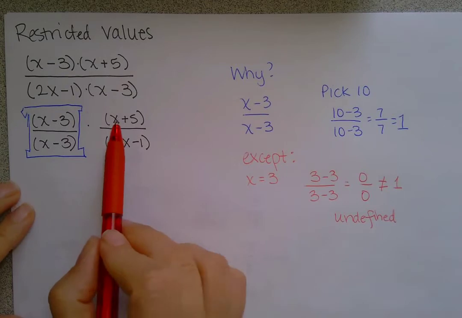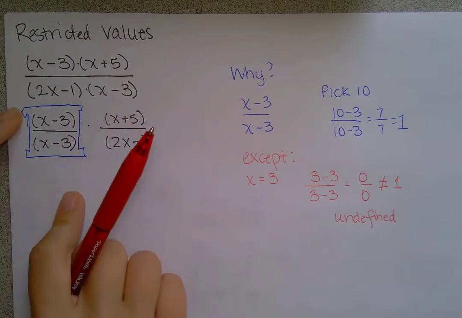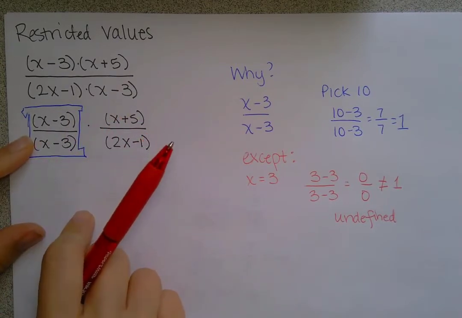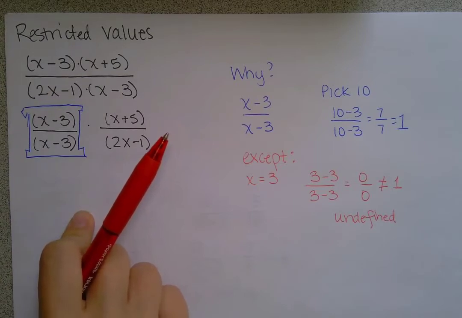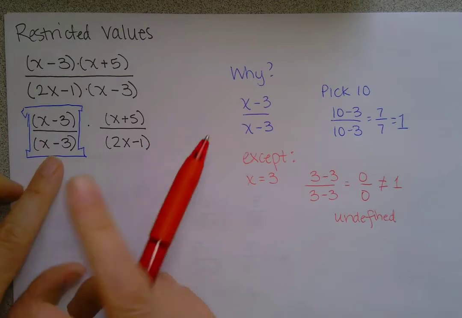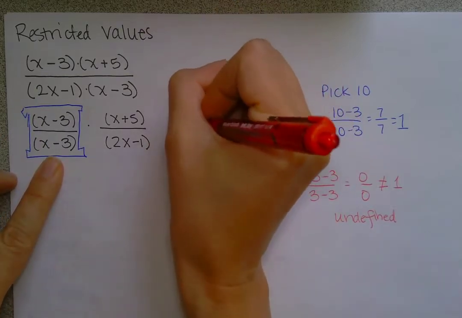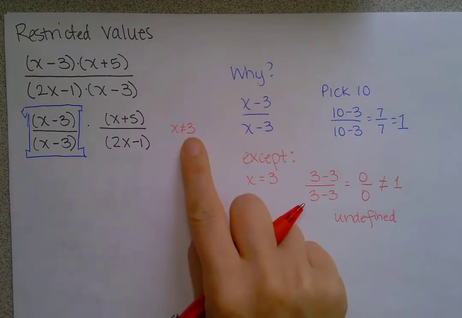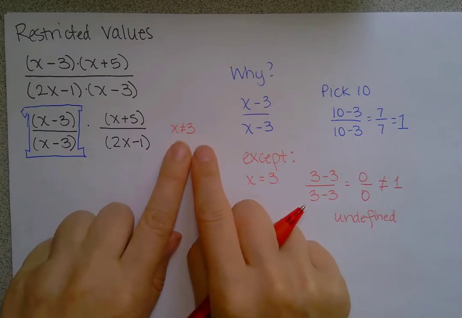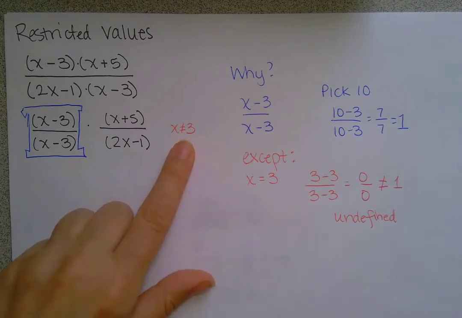So this could not be simplified if x had been 3. If x had been 3, the whole problem would have to be thrown out, because then you would get 0 over 0. So when you make this 1 here, you say this is 1 as long as x isn't 3. Everything's good to go unless x is 3. So that's your first restricted value.